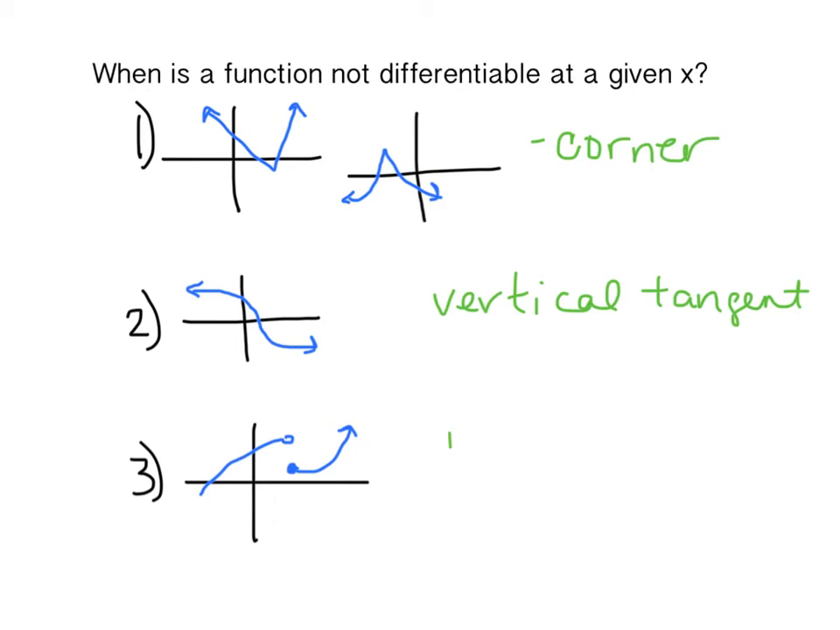Okay, the last one is if there is a discontinuity in your graph. And this should make sense because if there's a discontinuity, it means that the limit might exist from the left and from the right, but the limit doesn't exist at that value. And so then you can't take the derivative at that value. Okay, so there are the 3 things that you just kind of want to keep in mind, and we're going to see how that affects the graph of the derivative coming up.